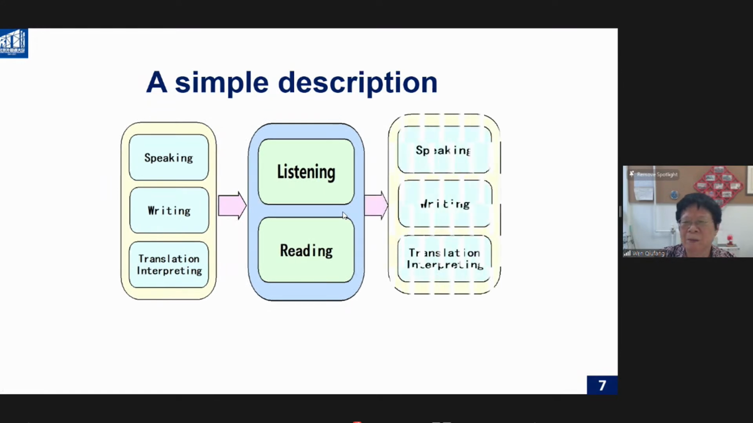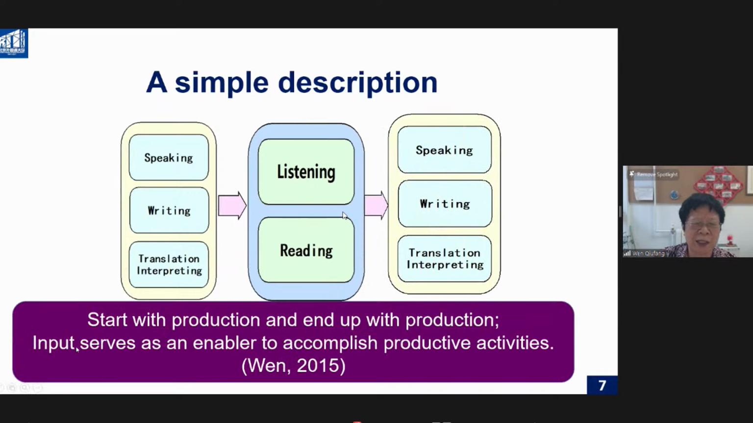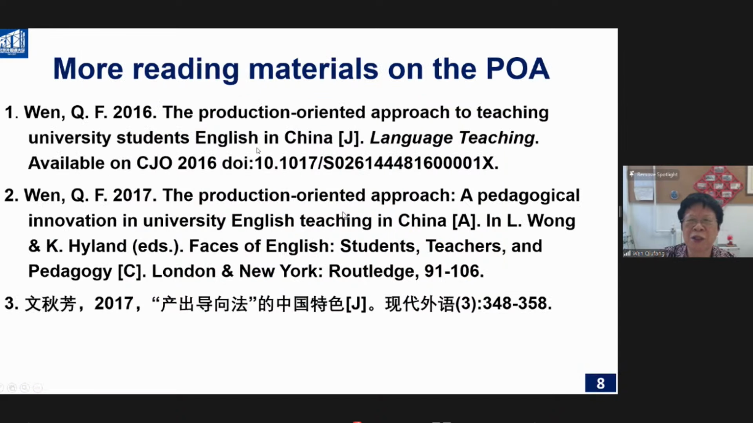And then the diagram will be like this. We said, instruction starts with production and ends up with production. Input serves as an enabler to accomplish productive activities. Now here, listening and reading will help the students to do real communicative activities. Now, if you're interested in the POA, you may read two English papers here. I recommend it. And the other one is in Chinese.